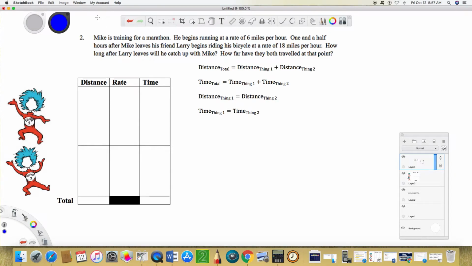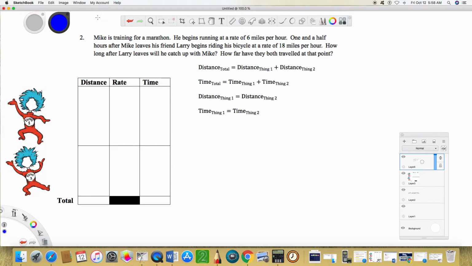All right, so I think this is recording. Let's take a look at this uniform motion problem. Read the problem carefully and identify what you believe is thing one and thing two, and then press continue.